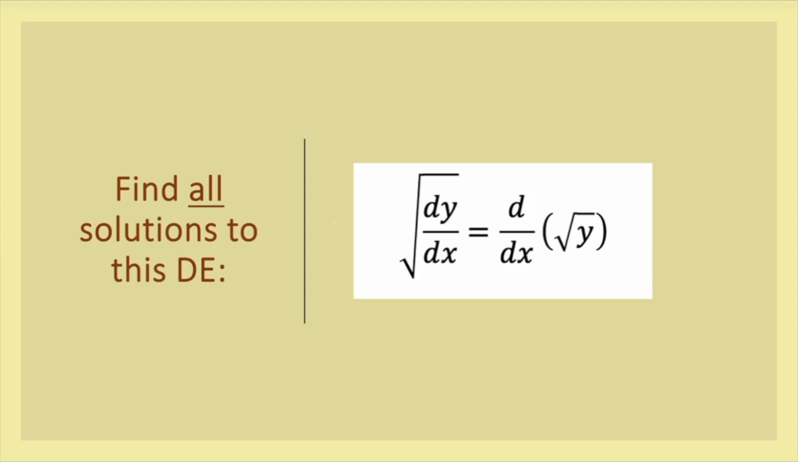In NCEA, differential equations come in one of two types. Either they're separable or they're written in a form where you just anti-differentiate them. So this is one of those two types.